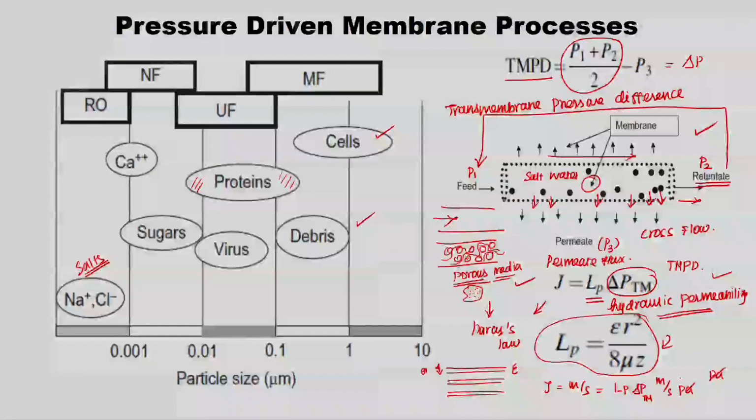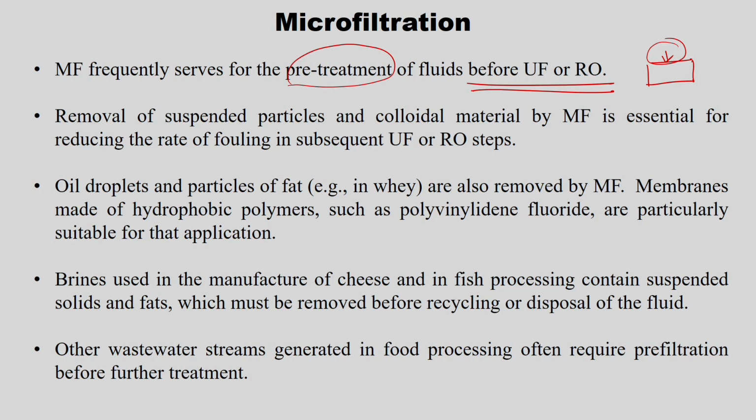So, for example, instead of directly going for ultrafiltration, if I do microfiltration and then go for ultrafiltration, my cells and debris get eliminated in the microfiltration itself, right. So, it is a pre-treatment for ultra and RO, and removal of suspended particles and colloidal material by microfiltration is essential for reducing the rate of fouling in the subsequent ultrafiltration or reverse osmosis step.